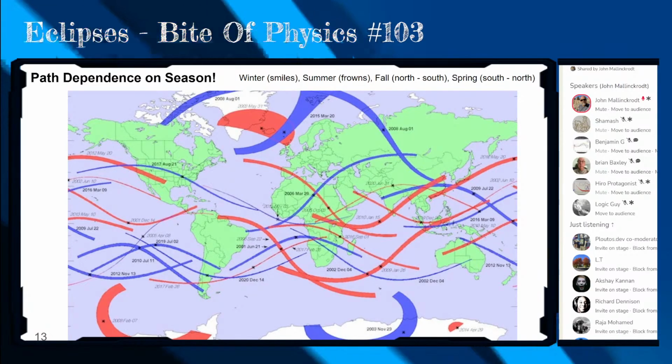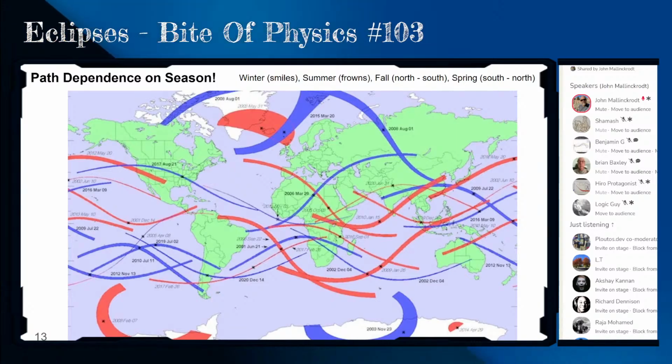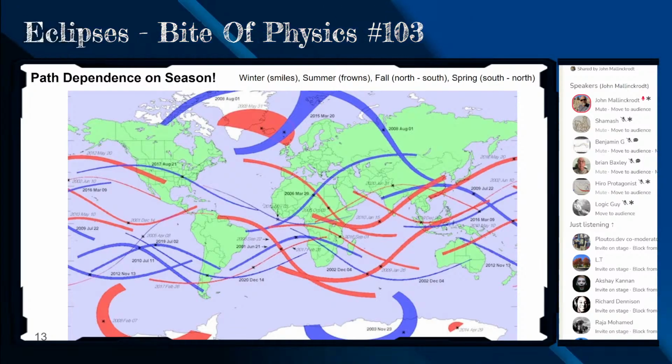John, very quickly, if you look at that last diagram, there are certain paths that are thicker than others. Does this have to do with the distance from the Earth to the Moon? So at some point, the Moon was closer, and that makes the line thicker?